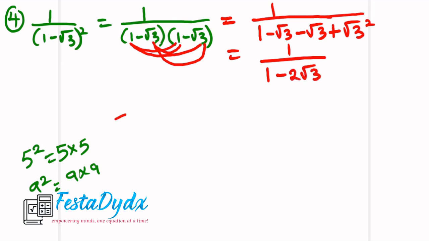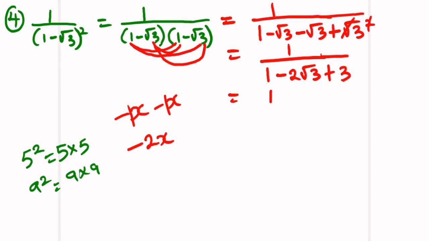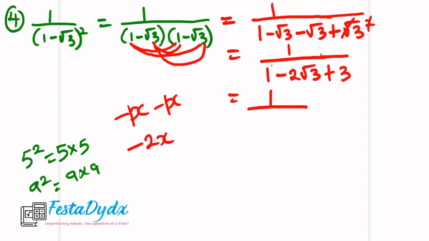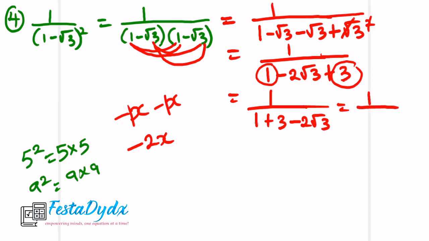In algebra, we can say something like minus x minus x, which is like minus 1x minus 1x, giving us minus 2x. So the same thing applies here. Minus root 3 minus root 3 is minus 2 root 3. Then the last one there says plus square root cancel square, we have 3. So now we have 1 all over, for the denominator, 1 and 3 are like terms because they are whole numbers. So we bring them together, 1 plus 3, and then we'll have our minus 2 root 3. So our final answer here is 1 all over 1 plus 3, which is 4, minus 2 root 3.